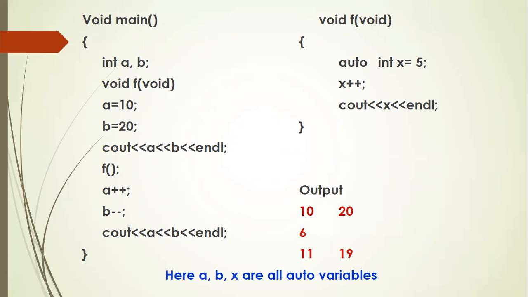First line, cout a, b, endl means you display the value of a and b, which will be 10 and 20. The output will be, in the first line, 10 and 20. Next, you call the function called f.